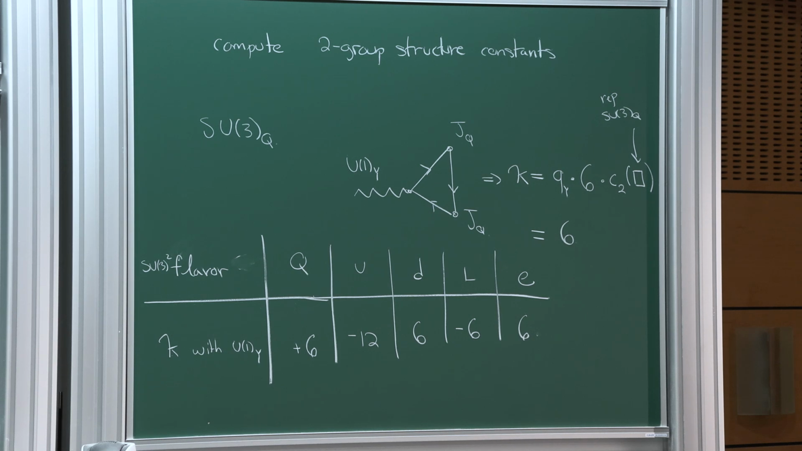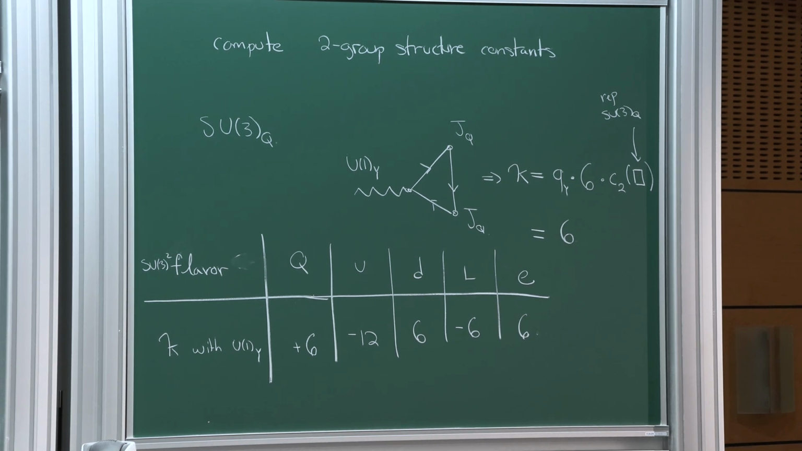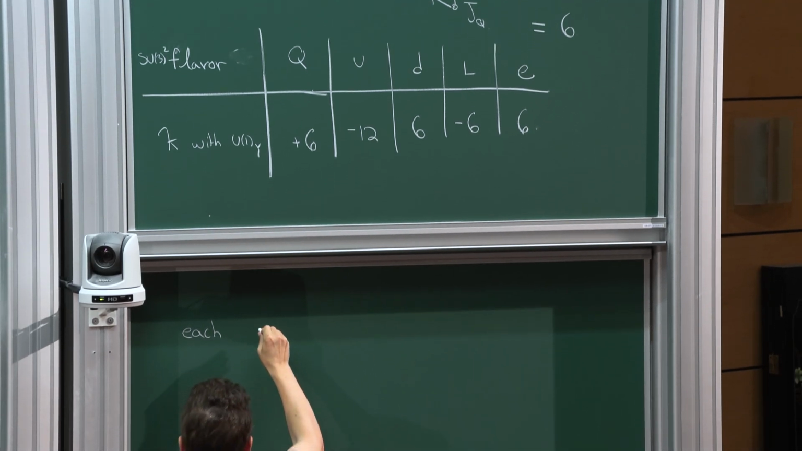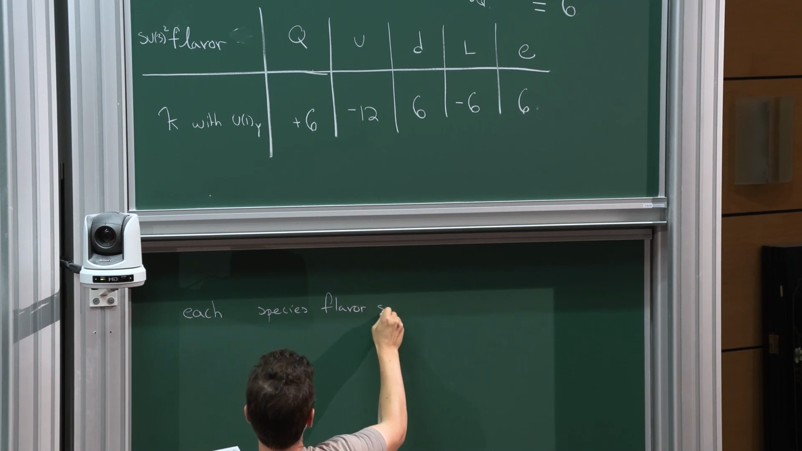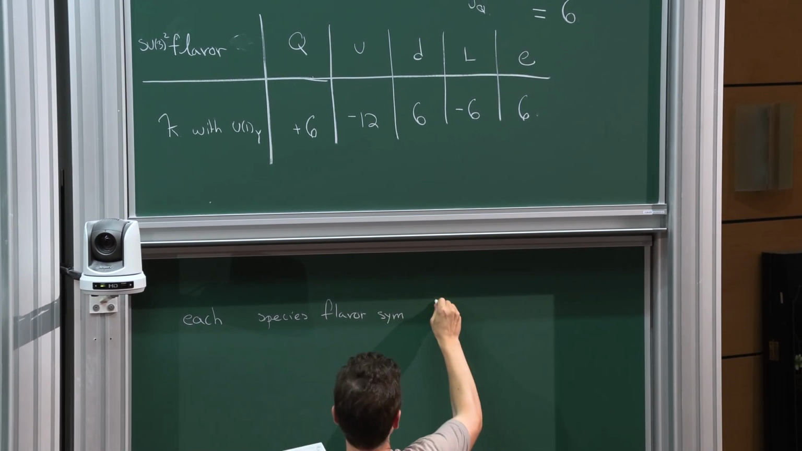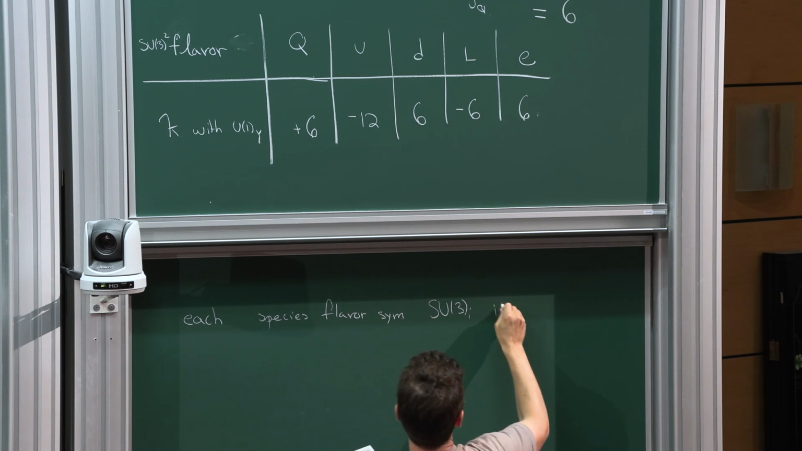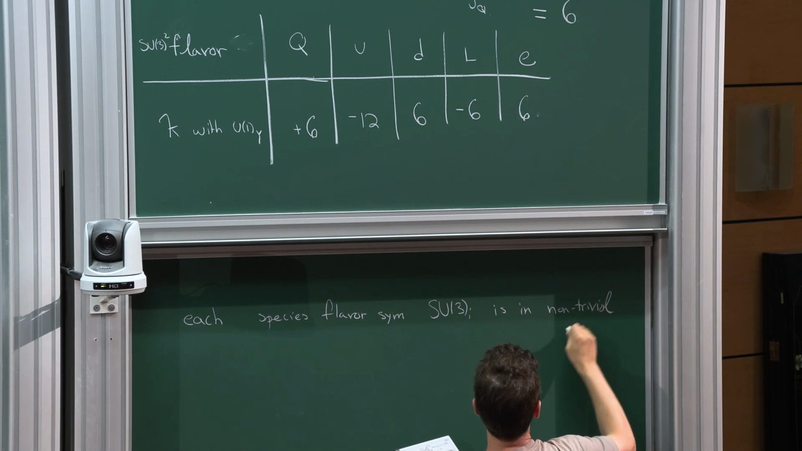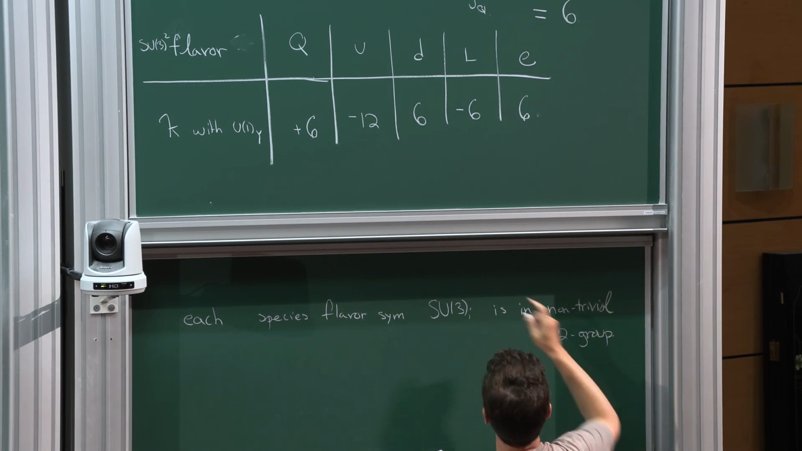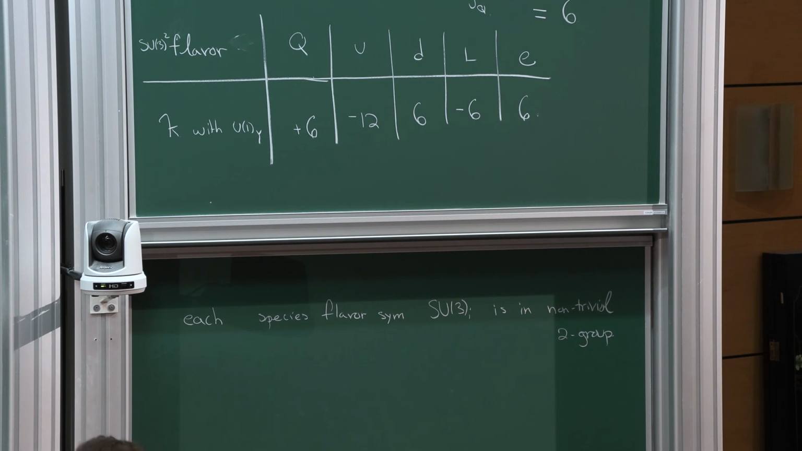OK, so we immediately conclude from this that each species flavor symmetry SU(3)_I is in a non-trivial 2-group. That's what the fact that these kappas are non-zero means. And now we're going to apply that statement using the emergence theorem that we talked about last lecture.